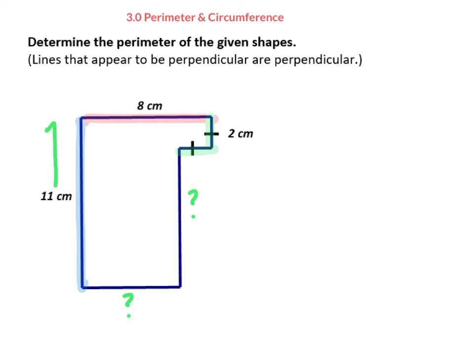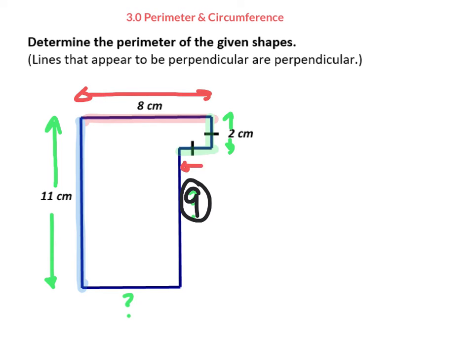For instance, this 11 from top to bottom minus this 2 leaves me with my answer of 11 minus 2 means that this is 9 would be what's left over. I can do something similar to that. This is 8 from here to here. This little inlet here was 2, so 8 minus 2 leaves me with 6.